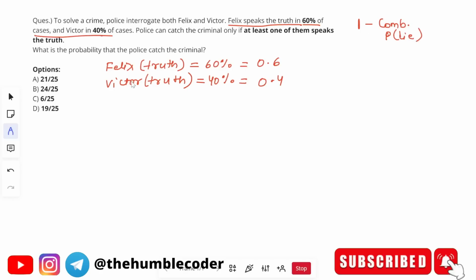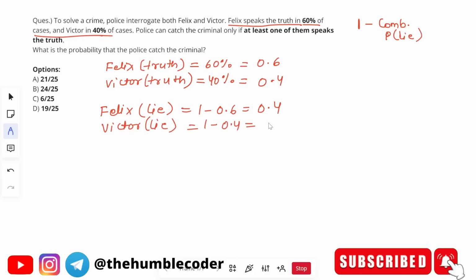Till now we have found out the probability of truth for Felix and Victor. Now we will find out the probability of lie. So Felix's lie probability is how much? If 0.6 is for truth, the remaining will be lie, which is 1 minus 0.6. It is going to give us 0.4. In the same way, for Victor, the lie probability is 1 minus 0.4, which is going to give us 0.6. So we have got the lie probability.